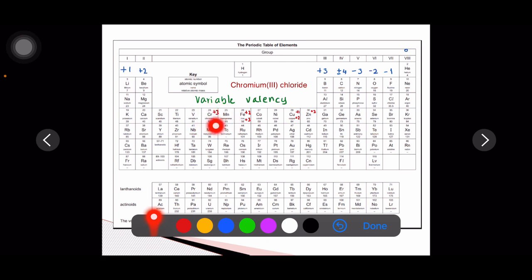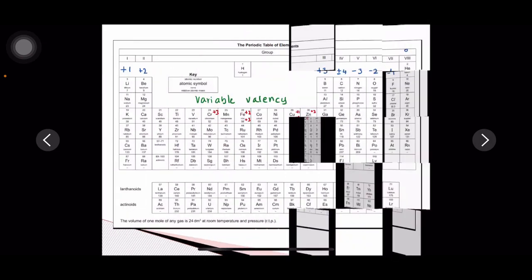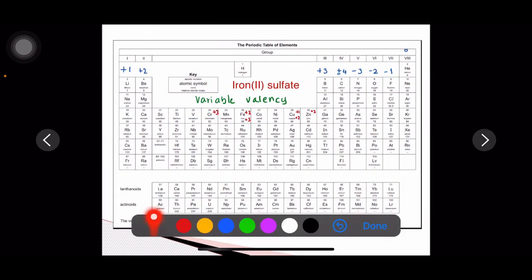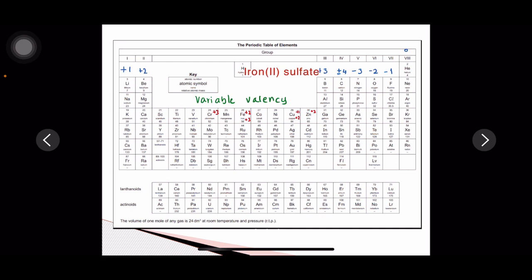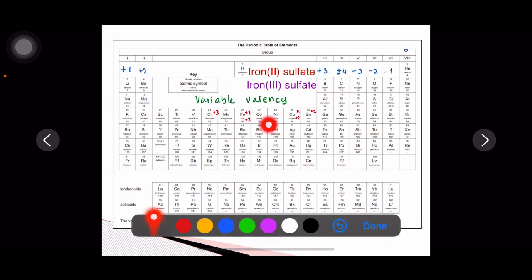For chromium compounds, when you see its name, you will see chromium with a number in brackets. You will find the oxidation state of this chromium, which is representing the valency of chromium in this compound. So chromium(III) chloride. Similarly for iron, iron(II) sulfate is telling us that in this compound, iron 2 plus has made this compound. And another compound, iron(III) sulfate, in this compound iron 3 plus has made this compound.